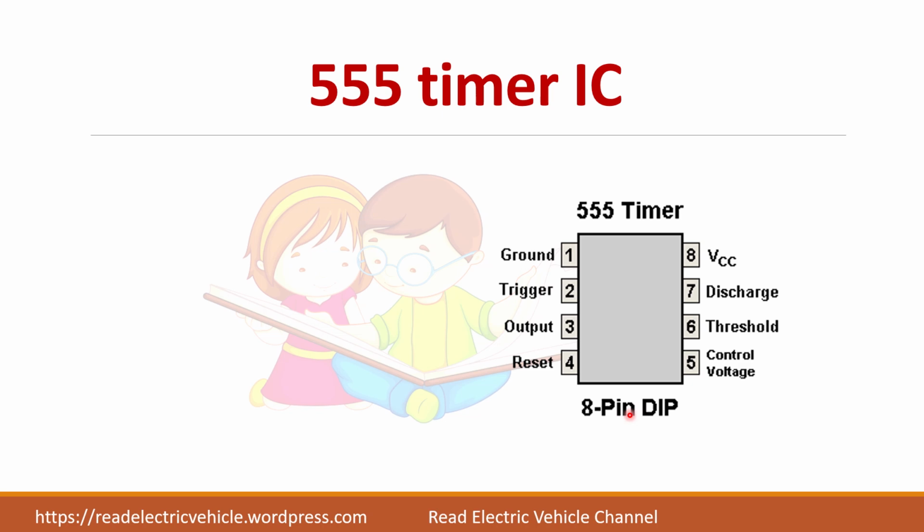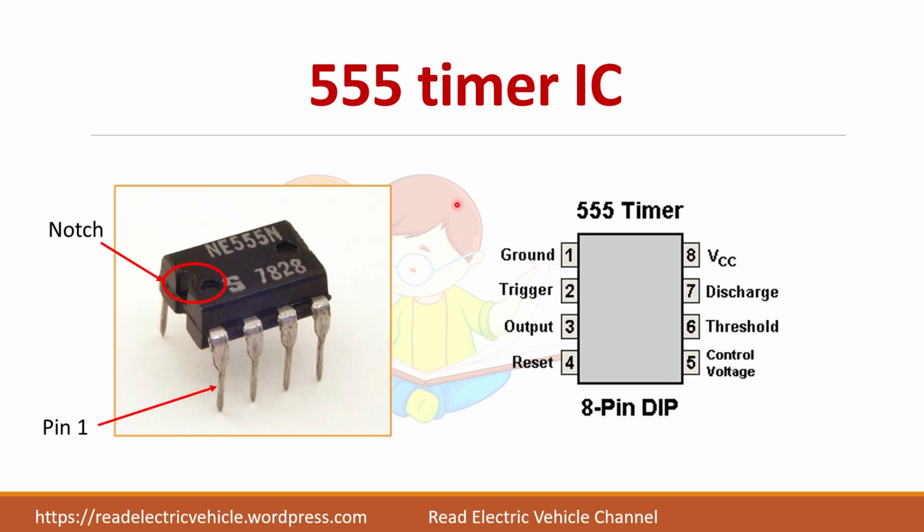The 555 timer is available in various packages. So let us stick to this widely used 8-pin DIP and see about the IC. For any IC, we have to identify the notch. From that, the left pin will be the first pin. The first pin in the 555 timer is the ground and the 8th pin is the VCC, that is the supply voltage. You can give a supply from plus 5 volts to 18 volts depending upon your requirement or availability. You can choose your supply voltage level.